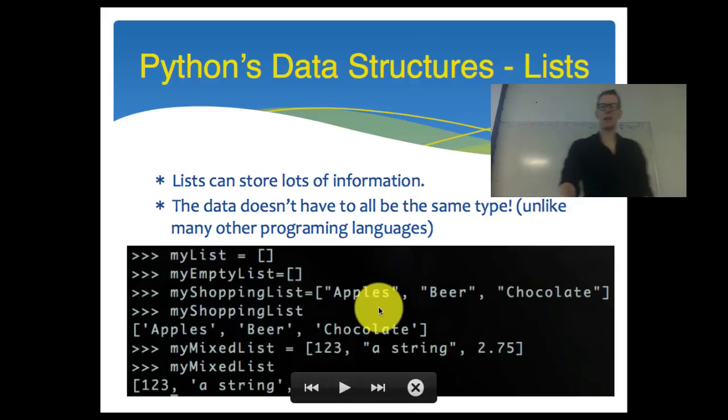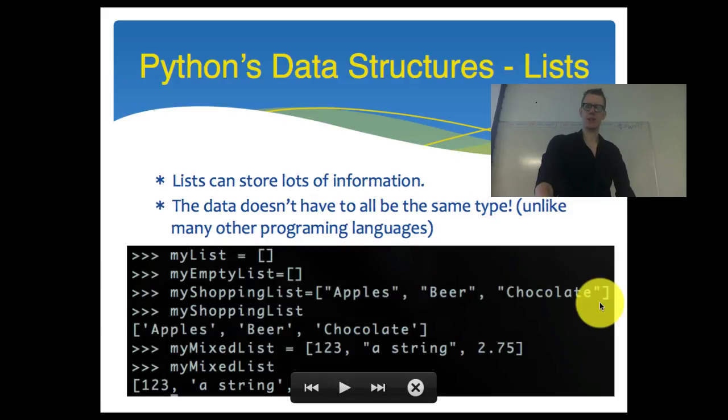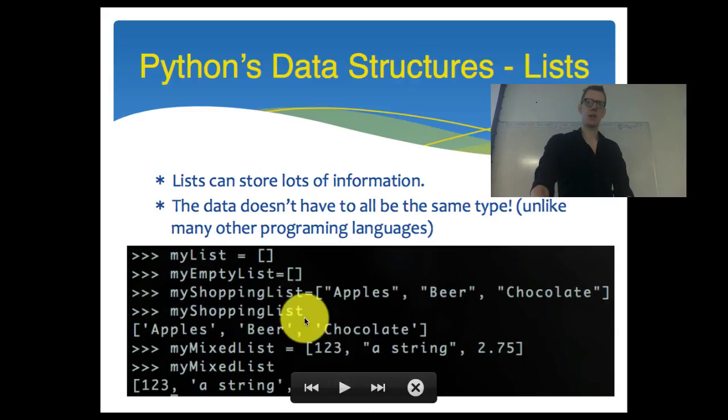If I want to define a list with some things in it, I separate those elements with a comma. So if I define a list called my shopping list and set it equal to the string apples, the string beer, and the string chocolate, then we have those three elements within that list. I can check the values that are in the list by typing the name of the list, just like I do with any other variable. You can check the value of a variable by typing its name and hitting enter. So what's in my shopping list? Well, it's the same three things we put in.